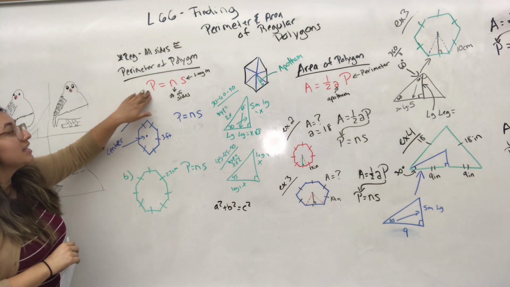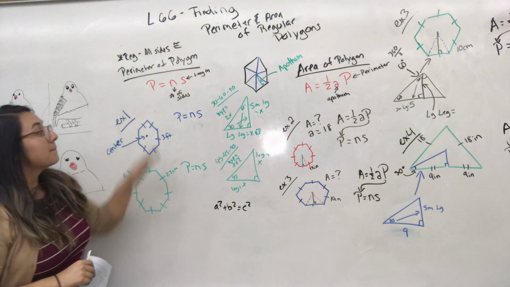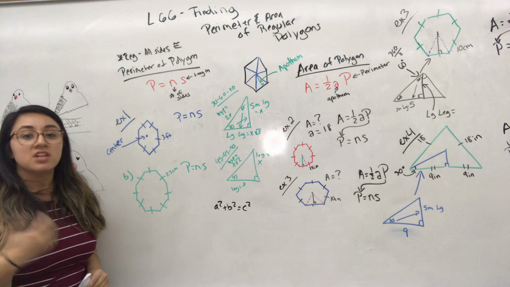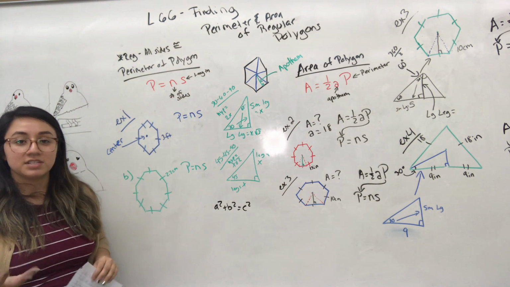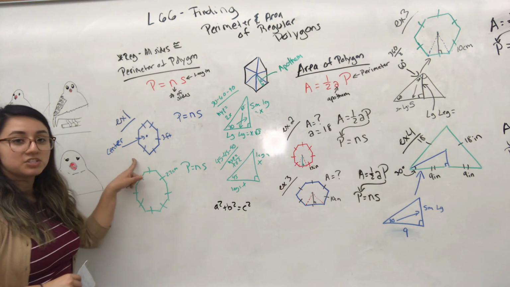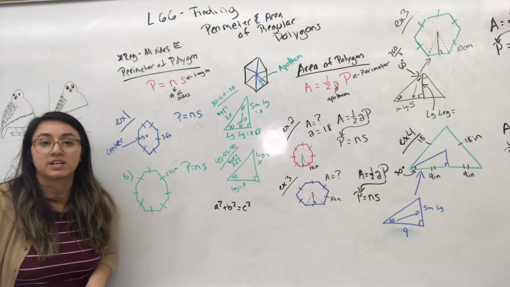Here, we have P equals N times S. P is your perimeter. N is considered the number of sides that shape has. And S is the length of a side. So here, example 1, we have the shape here. Everything on this board is in the book.